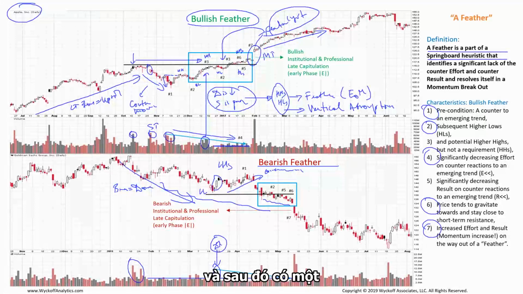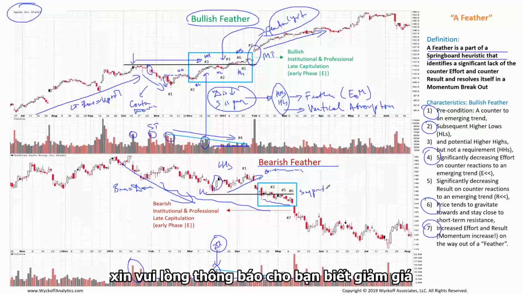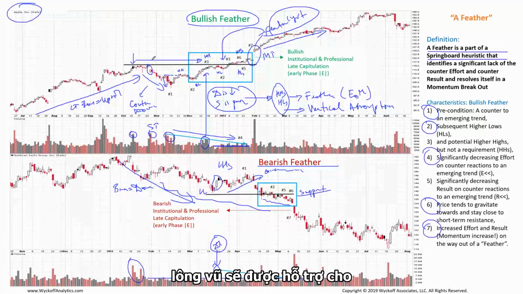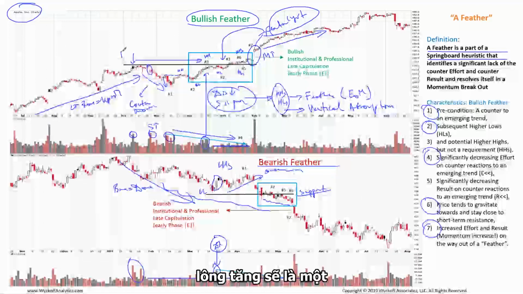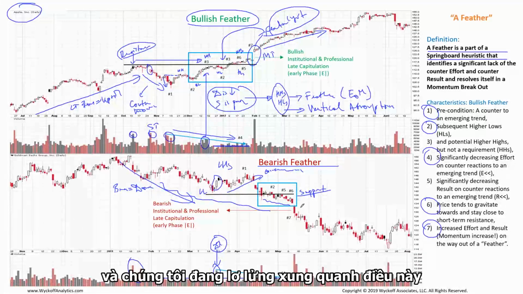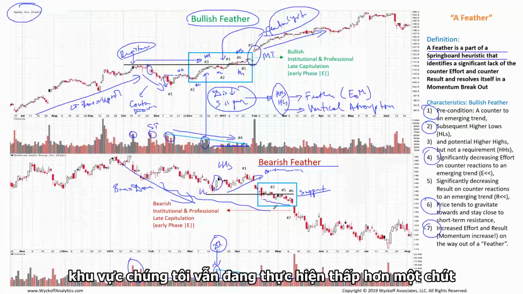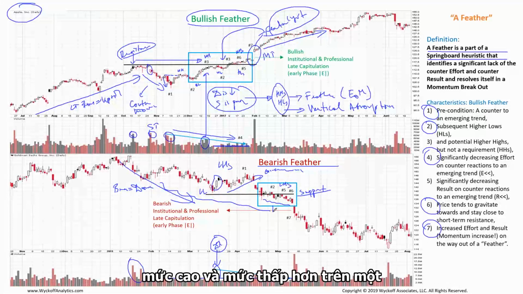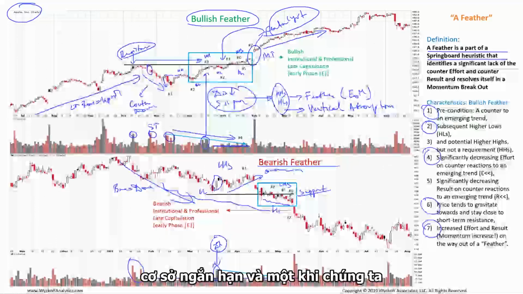And then after that, there is a move to the level of the support. Please notice for bearish feather, this is going to be support. For bullish feather, it's going to be a resistance. And we are kind of hovering around this area. We're still making slightly lower highs and lower lows on a very short-term basis.